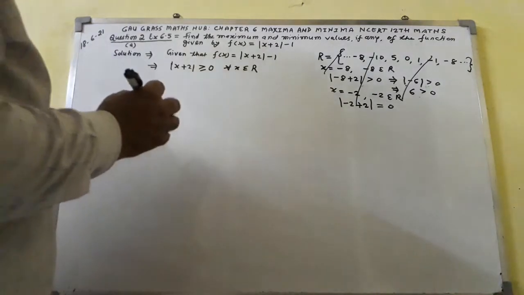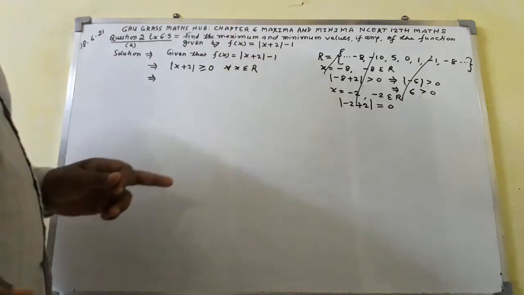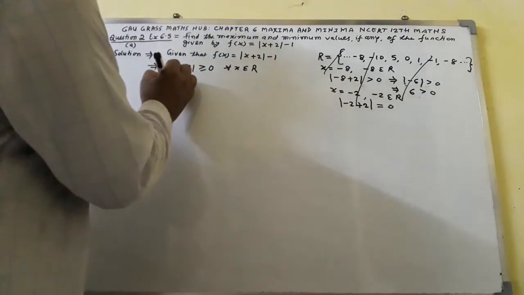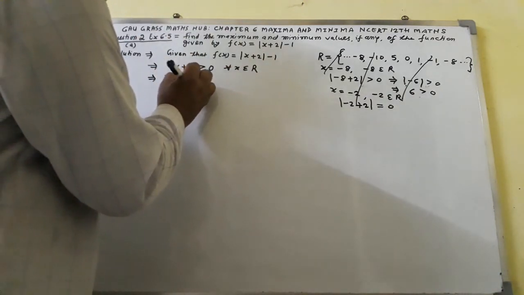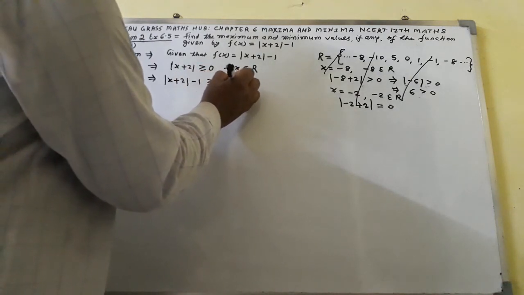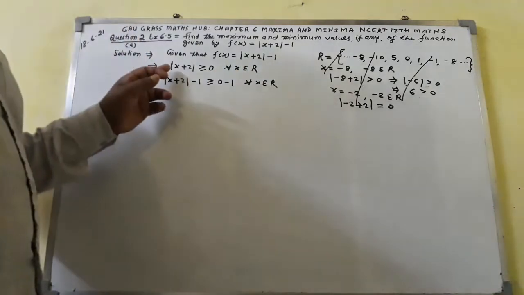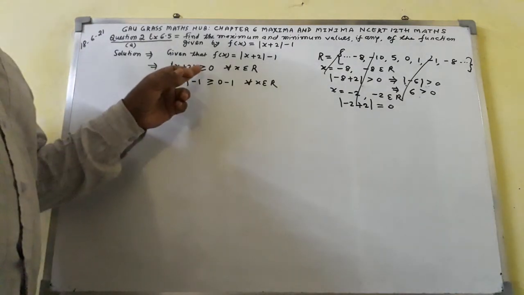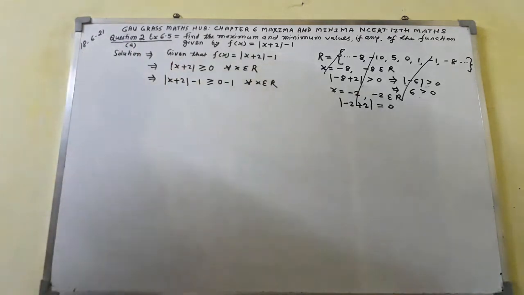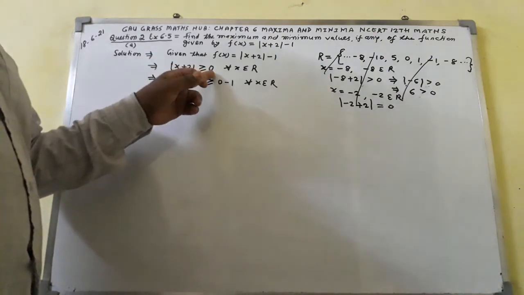So what to do in this case? Here you can see minus 1, function f of x, mod x plus 2 minus 1. So just write mod x plus 2 mod minus 1 will be greater than or equal to 0 minus 1 for all x belonging to the set of real numbers. Here mod x plus 2 greater than or equal to 0 is an inequality in which the left hand side is mod x plus 2 and the right hand side is 0.